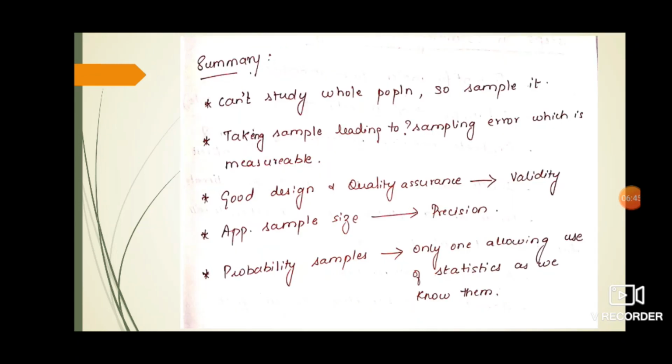Now coming to the summary: as we cannot study the whole population, we have to sample the population, and sampling leads to sampling error, which has to be measured. For a good valid study, we should have a good design and good quality assurance. For good precision of the study, we need an ample sample size, and it is the probability sample which allows the use of statistics. So we have to use probability samples whenever a study is being done.